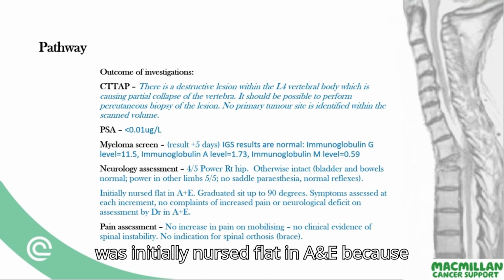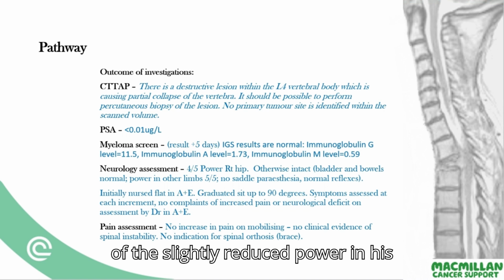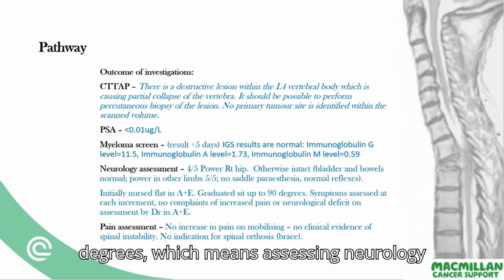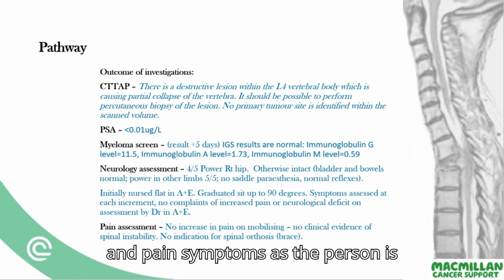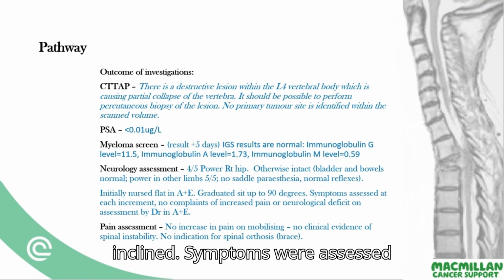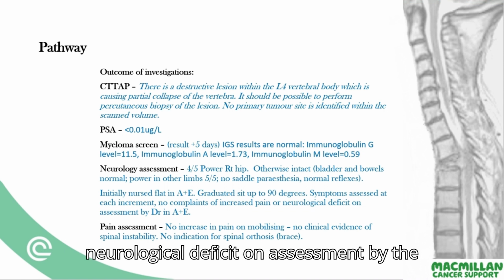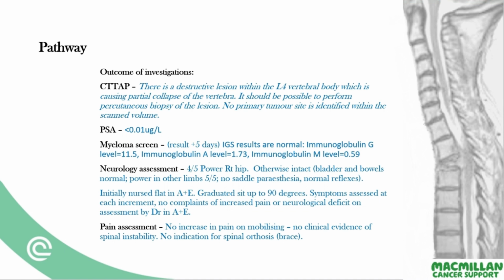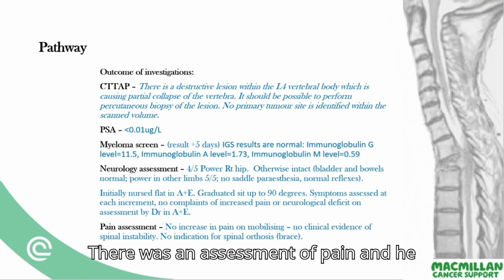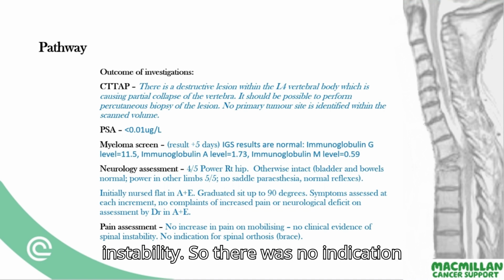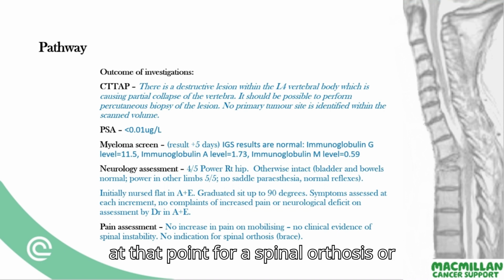He was initially nursed flat in A&E because of the slightly reduced power in his right hip, but he was assessed through graduated sit-up up to 90 degrees, which means assessing neurology and pain symptoms as the person is progressively inclined. Symptoms were assessed at each increment, and there were no complaints of increased pain or neurological deficit on assessment by the doctor in A&E, which meant that they were able to mobilise safely at this point. There was an assessment of pain, and he had no increased pain on mobilising and no clinical evidence of spinal instability. So there was no indication at that point for a spinal orthosis or brace.